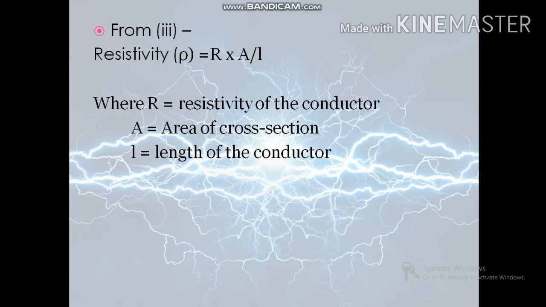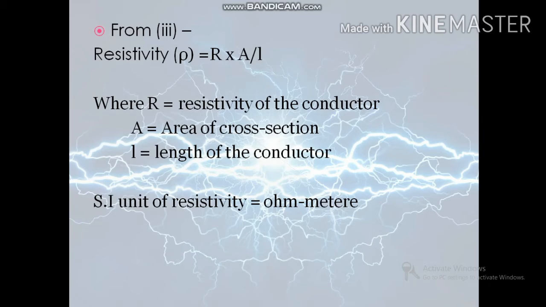Also, if a conductor has a unit area of cross section, that means 1 meter square, and a unit length of 1 meter, so that means A equal to 1, L equal to 1, then resistivity rho equal to R. And also, the resistivity of a substance is numerically equal to the resistance of a rod of that substance which is 1 meter long and 1 square meter in cross section, and the SI unit of resistivity is ohm meter.